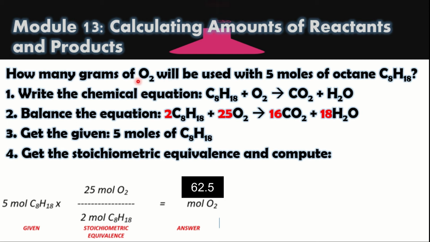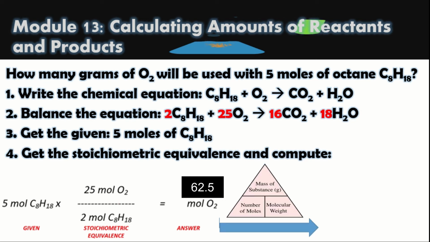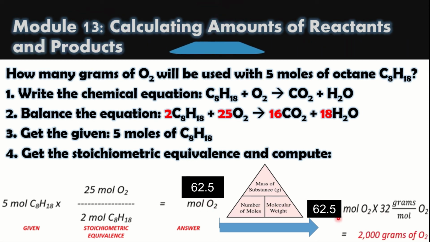But the question here is grams of oxygen. We have to convert moles to grams. In order to do this, we apply the rules in our formula here. What is missing is the mass of substance. So what remains is the number of moles and the molecular weight. Since they are side by side, it means multiplication. So, number of moles, 6.25 moles of oxygen times molecular weight. 6.25 times 32, cancel mole, you will have 200 grams of oxygen which will be used up in the chemical reaction.